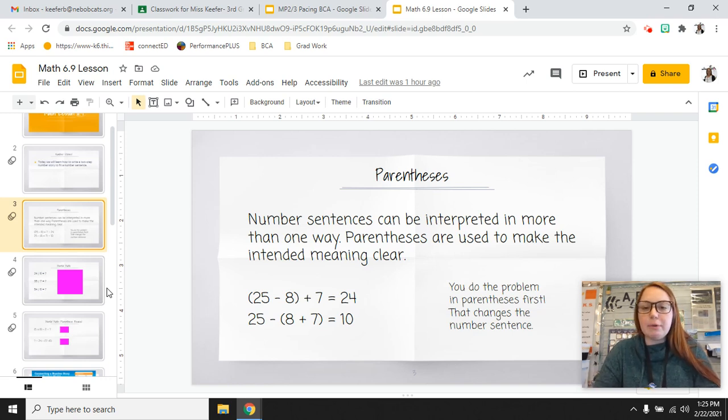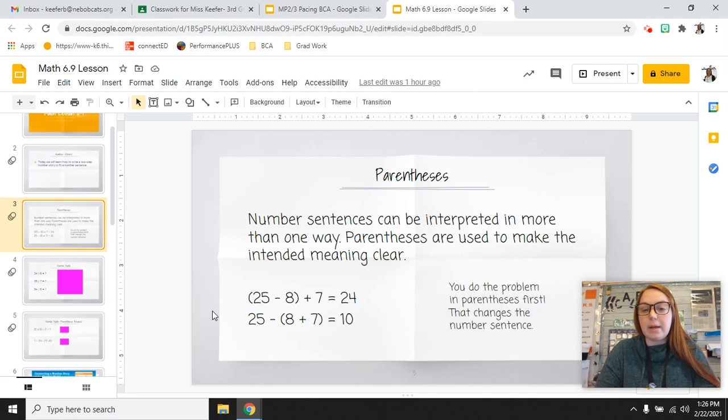All right, so just as a review, the number sentences that we are going to be looking at are going to have parentheses in them. So your last lesson you did was on parentheses. It was about how they're used to make the intended meaning of the number sentence clear. So when you have parentheses in a problem, you do those first. That changes how you answer your number sentence. So here are two examples.